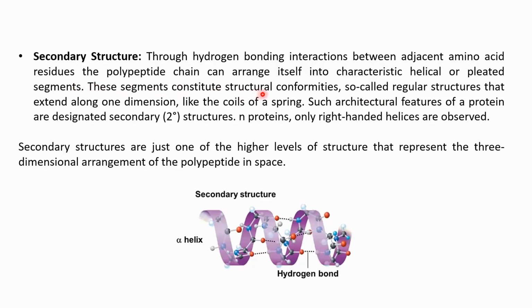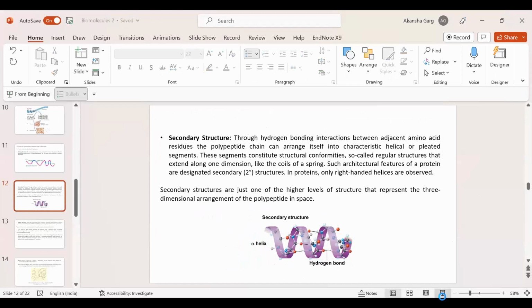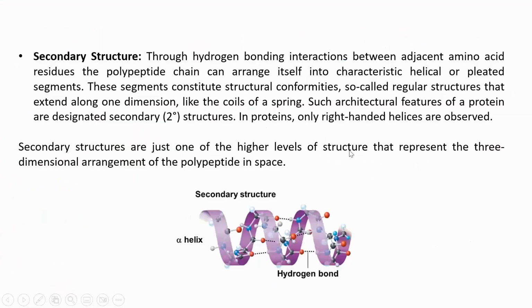These segments constitute structural conformities, so-called regular structures that extend along one dimension like the coils of a spring. Such architectural features of a protein are designated as secondary structure, and in proteins only right-handed alpha helices are observed. Secondary structures are one of the higher levels of structure that represent the 3D arrangement of the polypeptide in space. To repeat, secondary structure includes the alpha helix and the beta sheet due to hydrogen bond formation between adjacent amino acid residues.